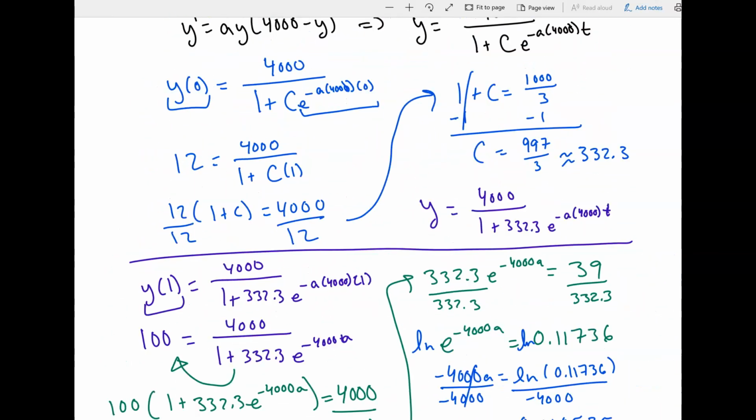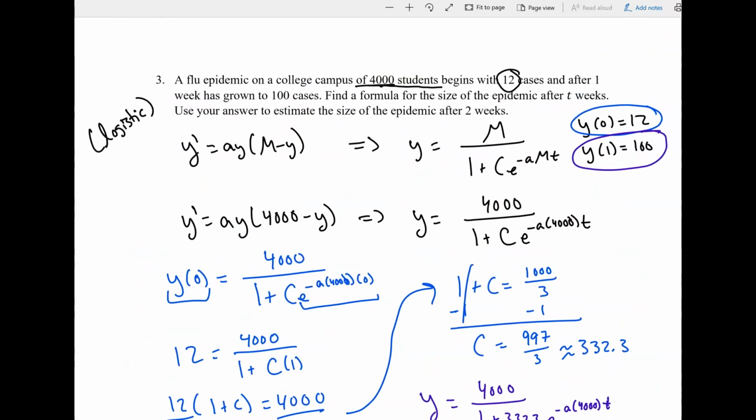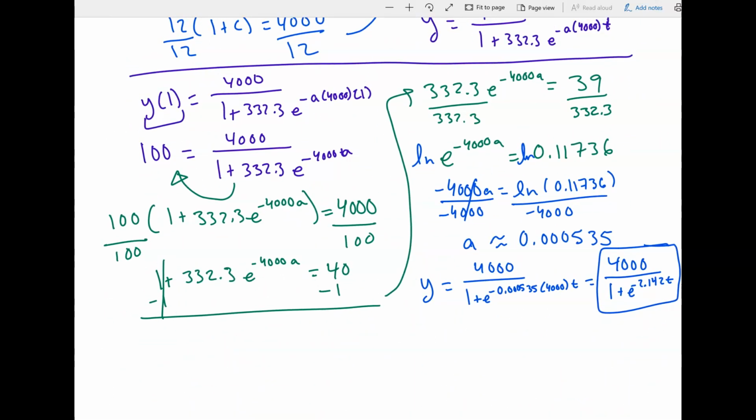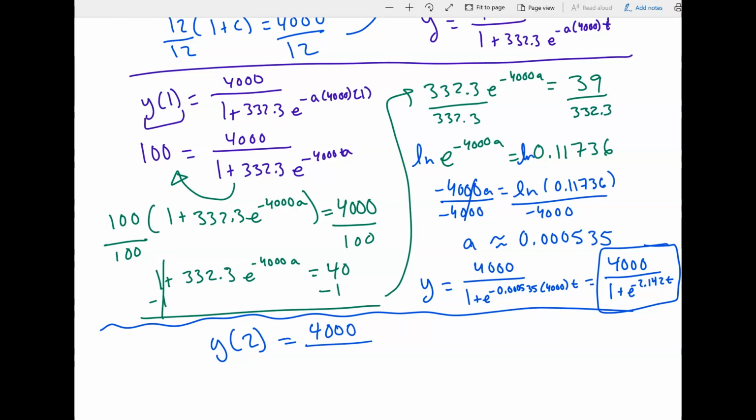Now the only thing that we're left to find is the size of the epidemic after 2 weeks. All we have to do for this problem is plug in 2. So y of 2 is equal to 4,000 divided by 1 plus e to the negative 2.142 times 2. This gives me approximately 717 cases after 2 weeks.